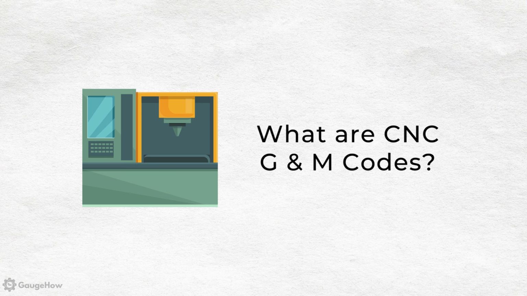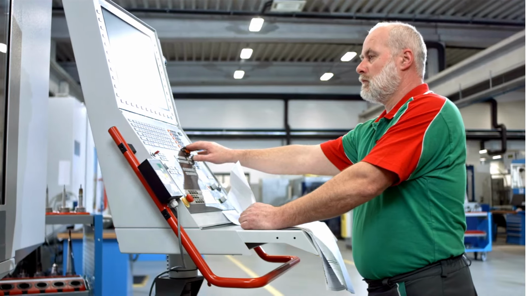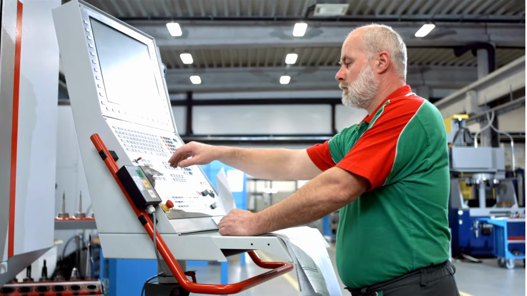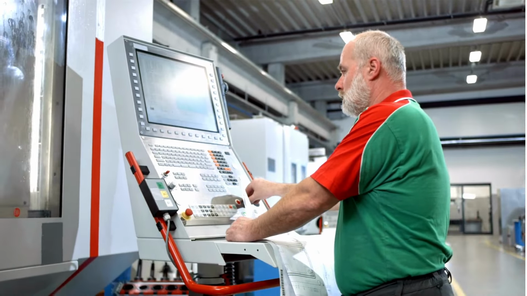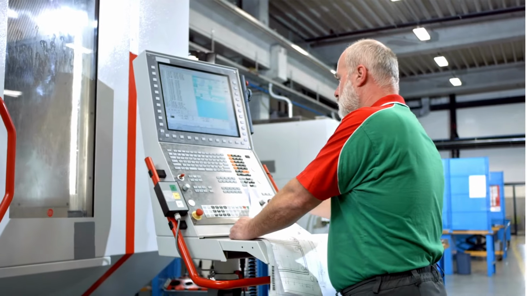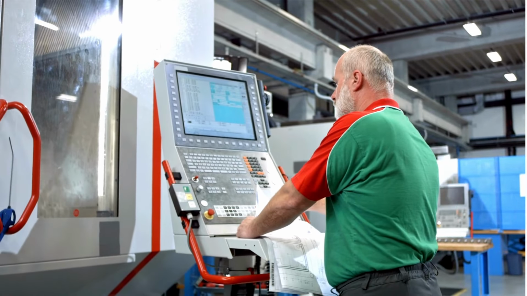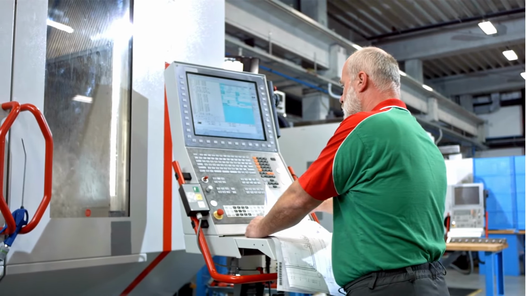Hello students, now that we have gained a deeper appreciation for CNC machines, it's time to dive into the essential language that drives these CNC machines. And these are the CNC G and M codes. CNC G and M codes are at the heart of CNC programming. They serve as the standardized language that communicates instructions to CNC machines. Think of them as the alphabet and grammar of CNC machining.